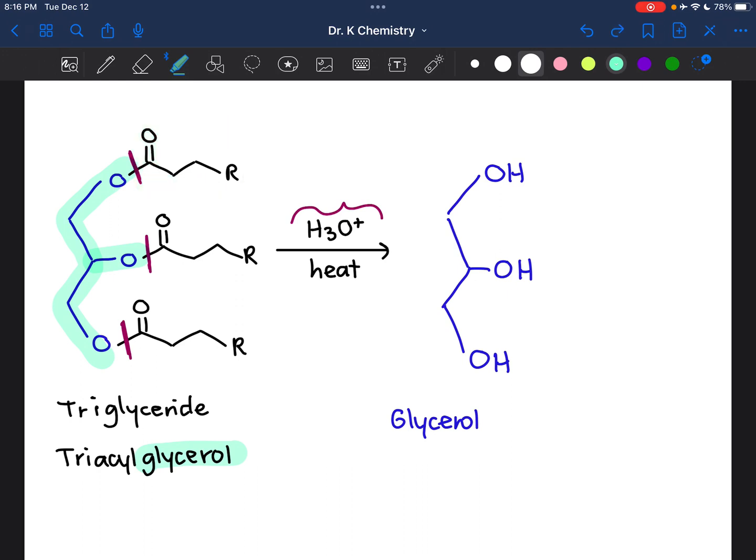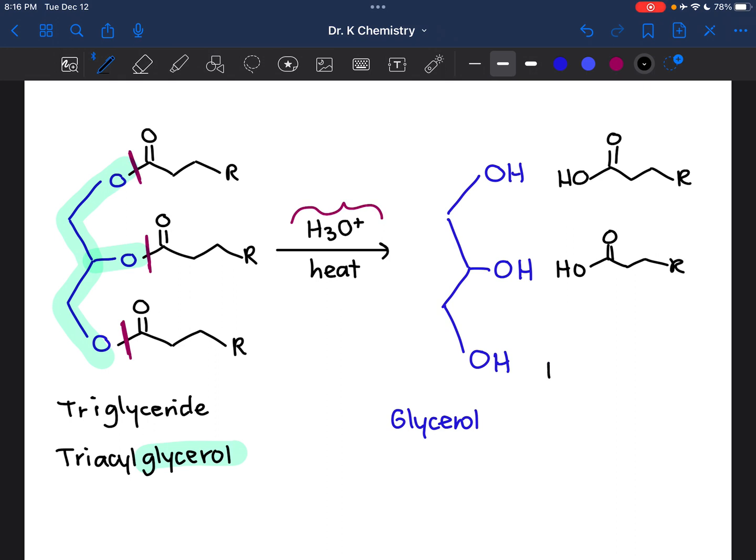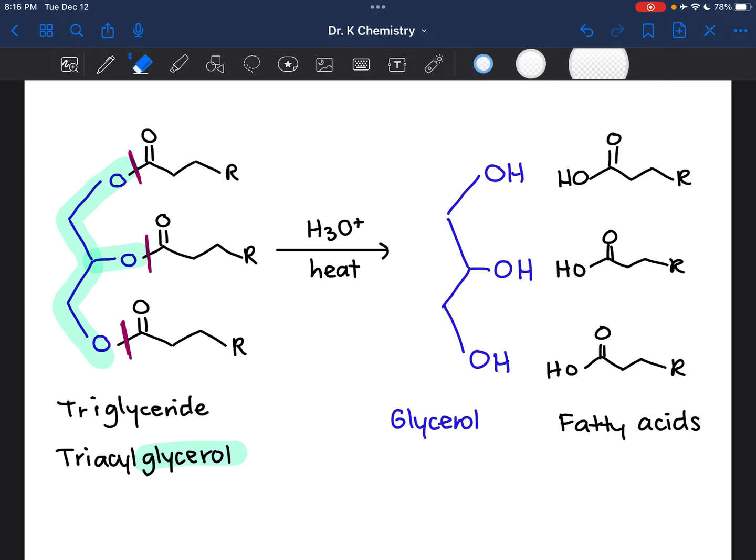We're going to have to turn every single one of these into a carboxylic acid. And the only piece that they are missing is an OH group. So if you take each of these off of the structure and give it an OH, it turns into a carboxylic acid. So these are going to generate 3 fatty acids. So same reactions that esters do on a smaller scale, they also do when they are in a larger structure.